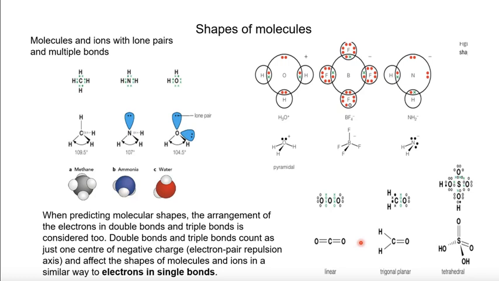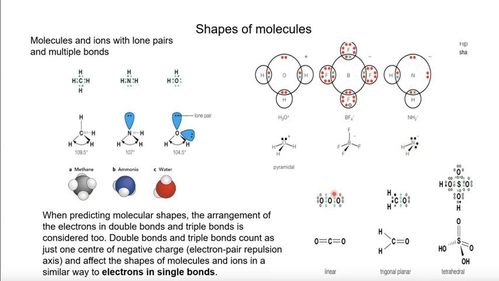We can not only predict the shape of molecules, we can also predict the shape of ions. I have taken a few examples of ions here: hydronium ion, boron tetrafluoride, and ammonium ion, and also shown the shapes of those. And this is pyramidal shape. This is tetrahedral shape. This is bent shape molecule.